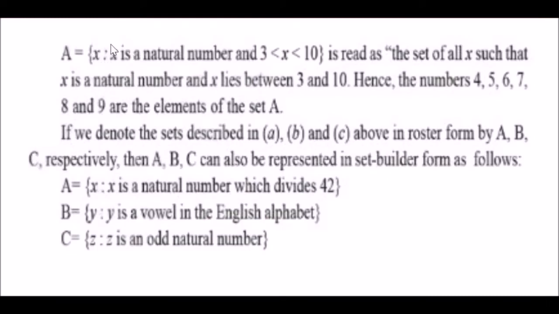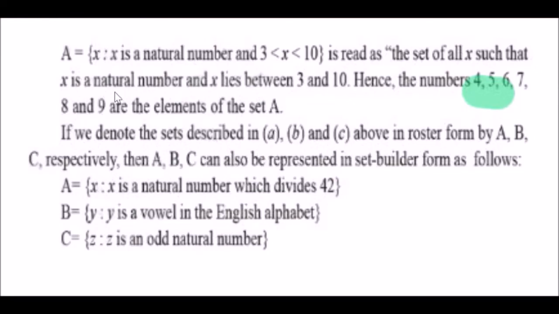So we'll have a set like this: x such that x is a natural number. This is one property. It has to be a natural number. A number which will belong to the set will be a natural number above 3 and below 10. So it will not include 3 and 10, but will be inside 3 and 10. So that will be 4, 5, 6, 7, 8, 9. These are all the elements of set A.